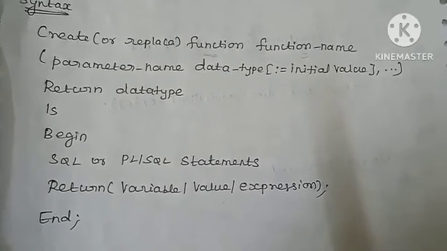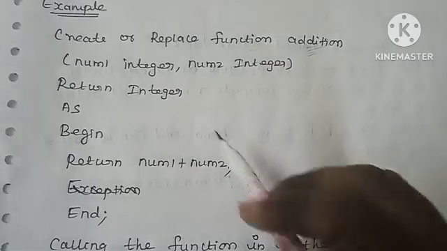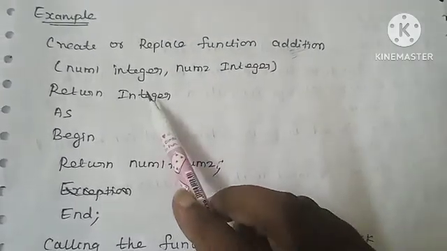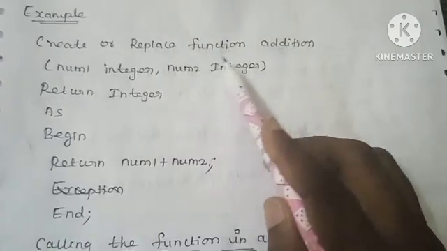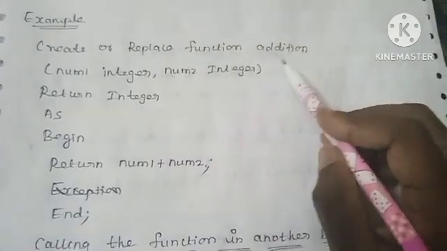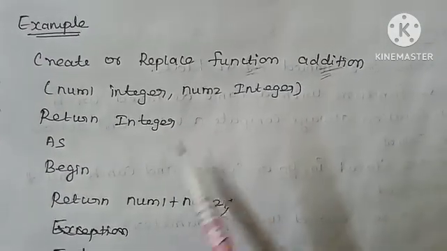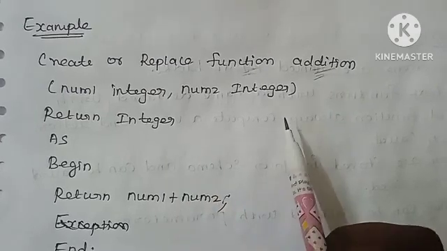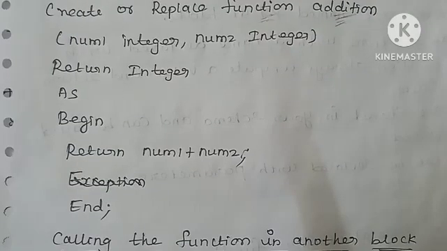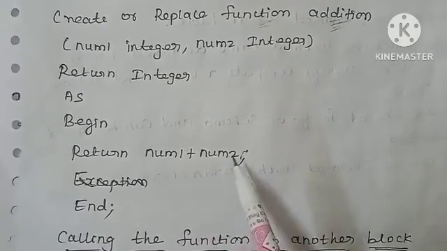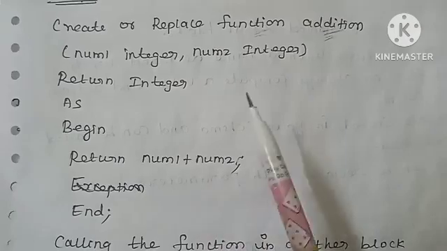We can discuss the example. I create the function with CREATE OR REPLACE FUNCTION, and addition is the function name. It takes two parameters, num1 and num2, with data type integer, and then RETURN integer AS BEGIN RETURN num1 plus num2, and then END.